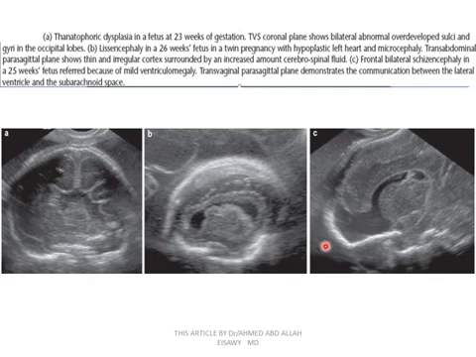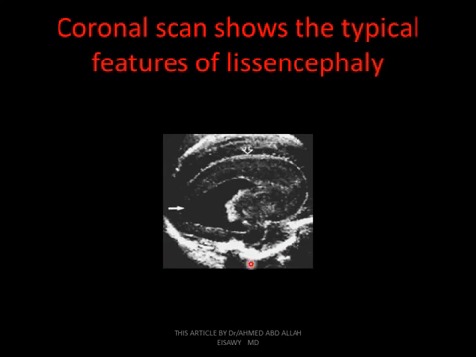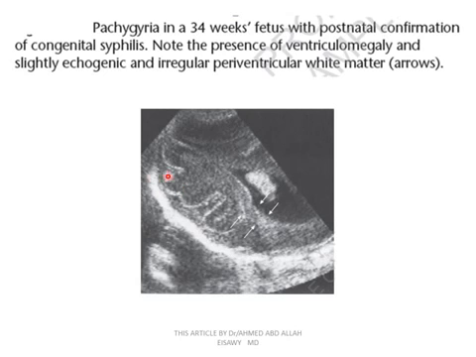Frontal lobe bilateral schizencephaly at 25 weeks with mild ventriculomegaly, and we see a few communications between the lateral ventricle and subarachnoid space. This coronal scan shows the typical features of lissencephaly: agyria, pachygyria, second gyri, عكس lissencephaly at 34 weeks. This fetus with postnatal confirmation of congenital syphilis notes the presence of ventriculomegaly and slightly echogenic irregular periventricular white matter.